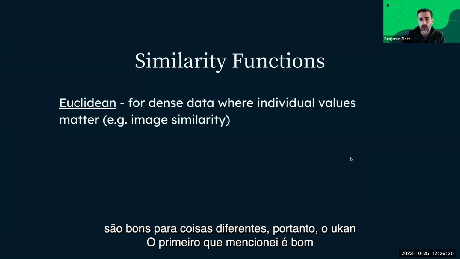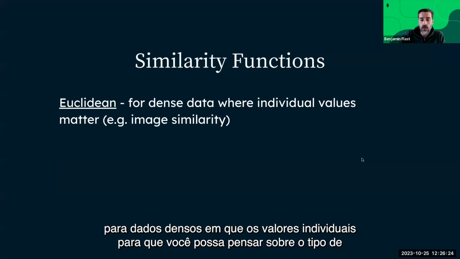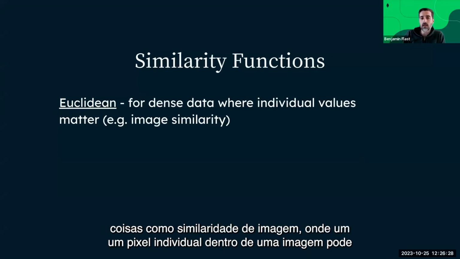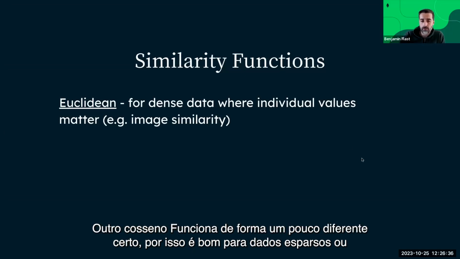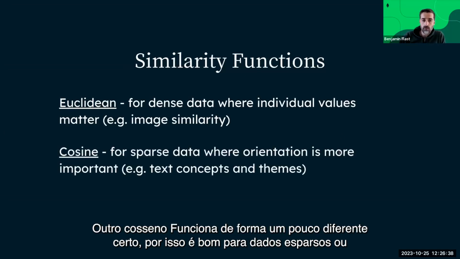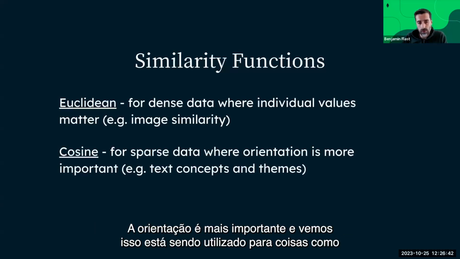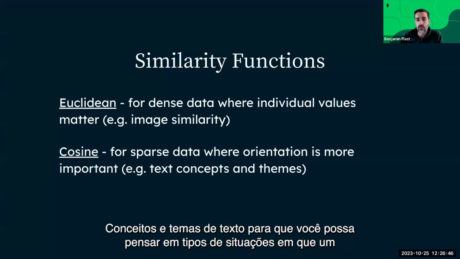But what this breaks down to is that these similarity functions are good for different things. So Euclidean, the first one that I mentioned, is good for dense data, where individual values matter. You can think about things like image similarity, where an individual pixel inside of an image may be highly deterministic as to whether or not that image is similar to another. Cosine works a bit differently, right? It's good for sparse data, where orientation is more important. And we see this being utilized for things like text, concepts, and themes.